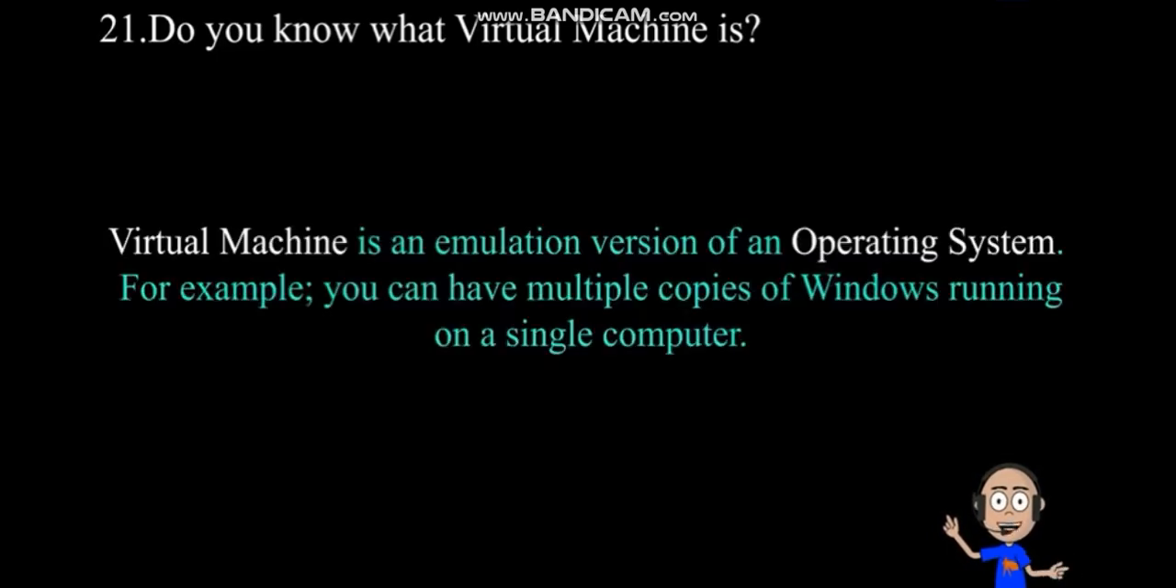Do you know what a virtual machine is? A virtual machine is an emulation version of an operating system. For example, you can have multiple copies of Windows running on a single computer.